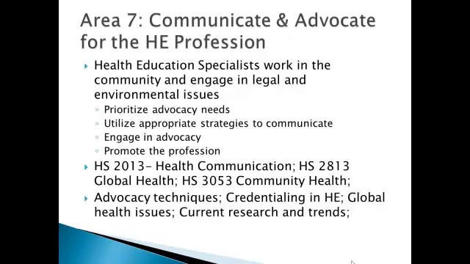Okay, moving on to the last area, which is communicate and advocate for the health education profession. You'll find that health educators may advocate for legislation to pass to protect the health of communities. Consider with me a situation, let's say that a neighborhood which is adjacent to a busy road has seen several pedestrian injuries.